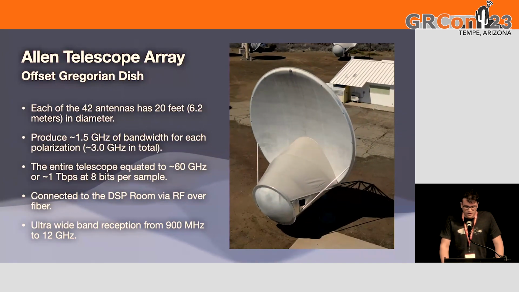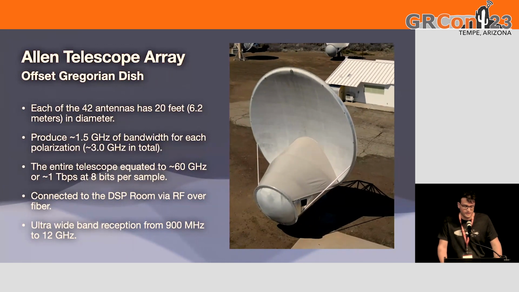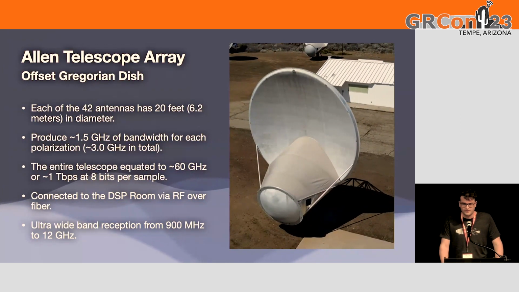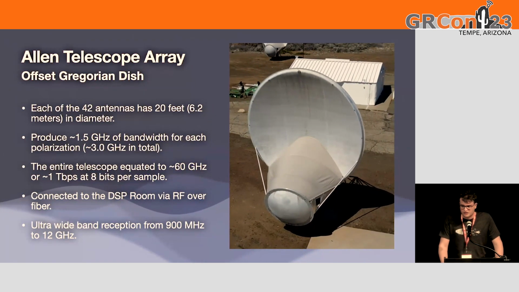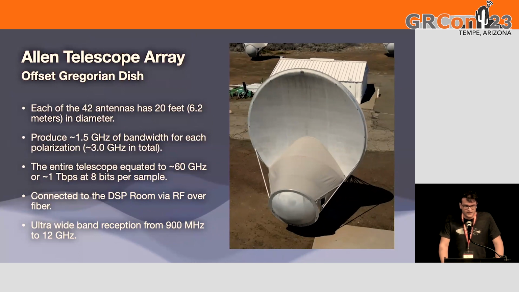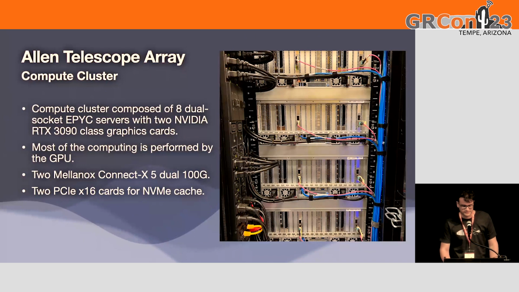And one good thing about the Allen Telescope Array is that we have a very large ultra-wideband reception area from 900 megahertz to 12 gigahertz. So that's a very wide band and very useful for multiple purposes.